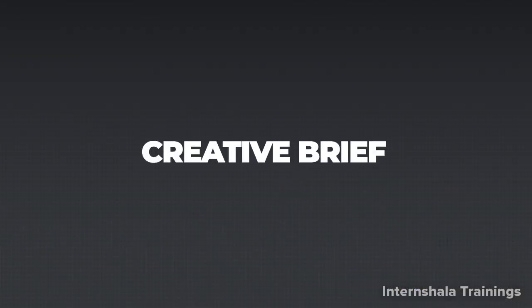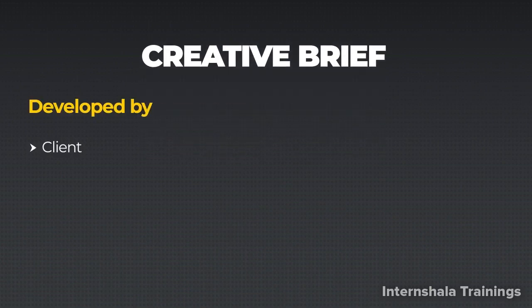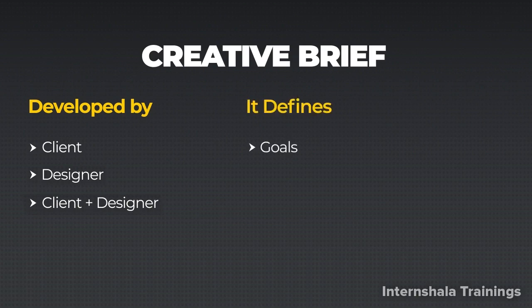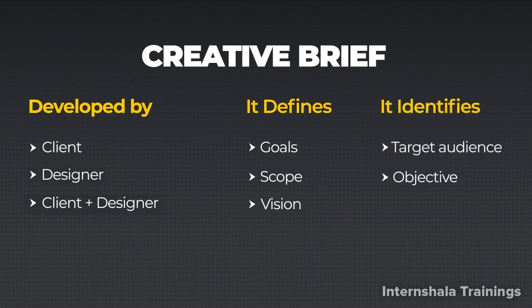This part of the process is usually developed by the client or the designer, and sometimes collaborated between the two. It defines the goals, the scope, and vision of a project. It will identify the target audience, objectives, schedule, and any necessary details. While working on a project, you will find yourself referring back to this document to ensure that your ideas and work are meeting the set objectives.